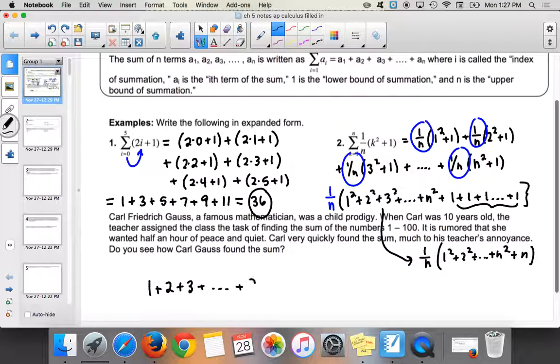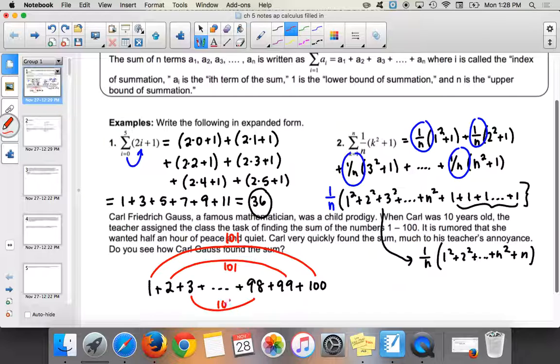It's like that little rainbow method. You find the... Add the first and last. So you had 101. So we have all these pairs of 101. So 50 pairs of 101. So 50 times 100 plus 1 is going to be 5,050.